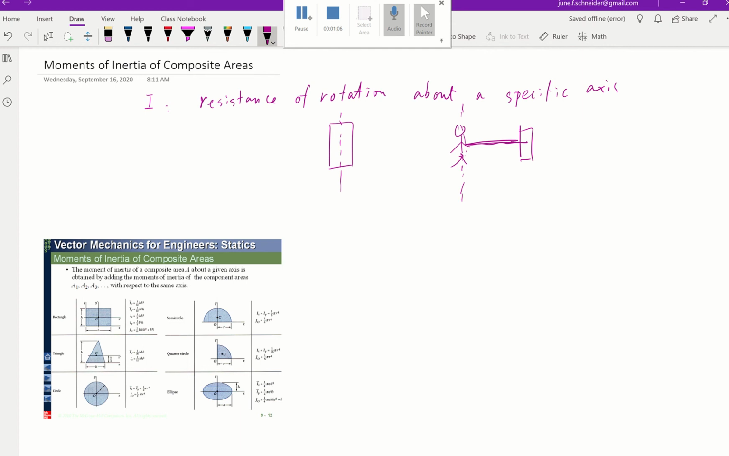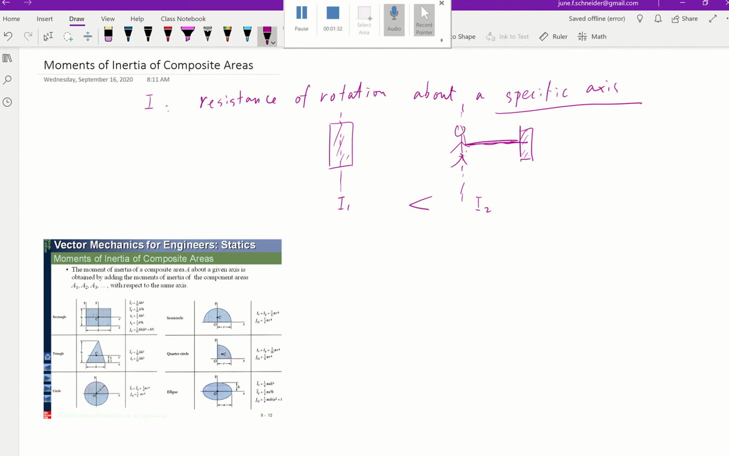Then you realize the resistance I1 compared to I2, even though it's the same object, the same textbook you are rotating, is different when rotating about different axes. Here I2 has greater resistance than I1. So the moment of inertia is different. Okay?